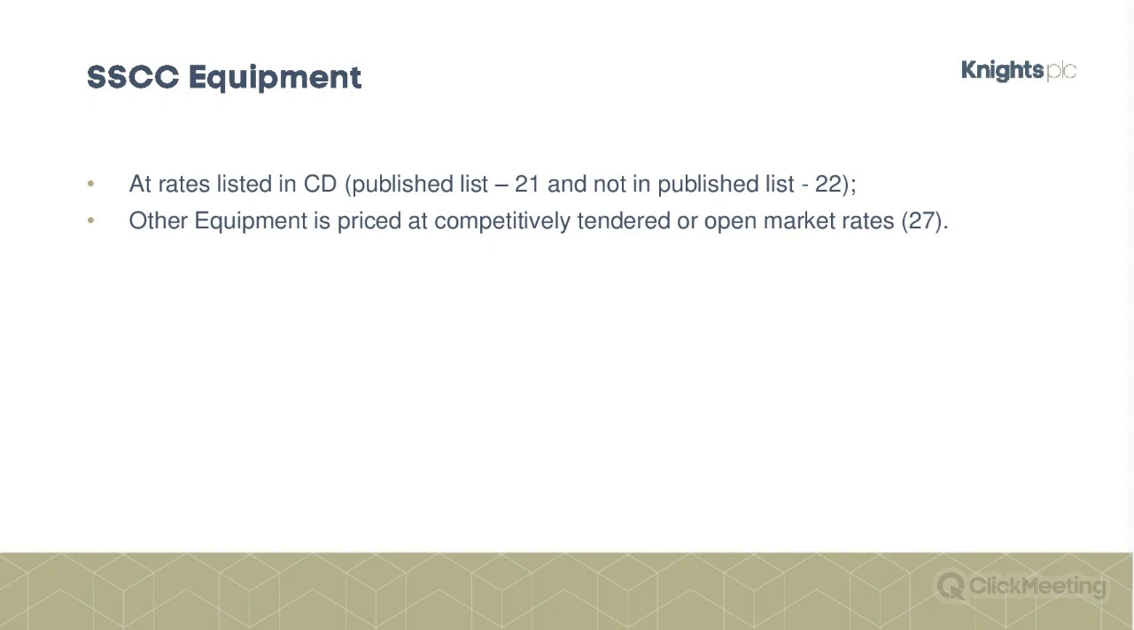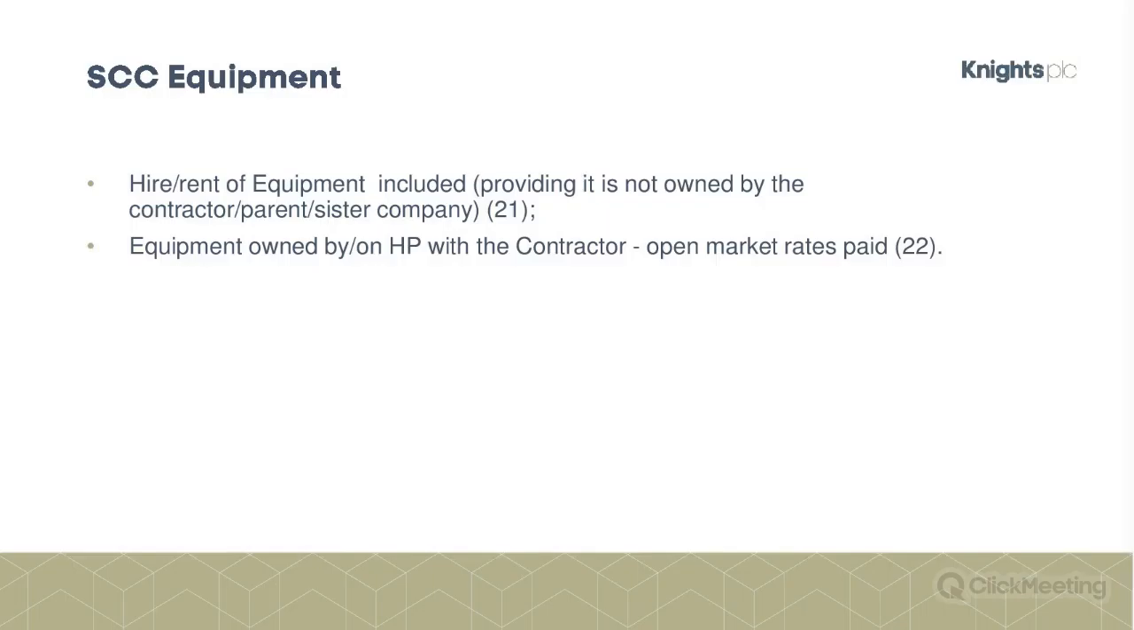It's just for ease of reference if you're looking. If this weekend you choose to read through the shorter schedule of cost components, particularly what people use at 21 is the seeker rates, which I believe are very reasonable rates. And then other equipment is priced at competitively tendered or open market rates. And that's item 27. We've already seen that wording, again, part of the checks and balances so that it's not an open checkbook for the client.